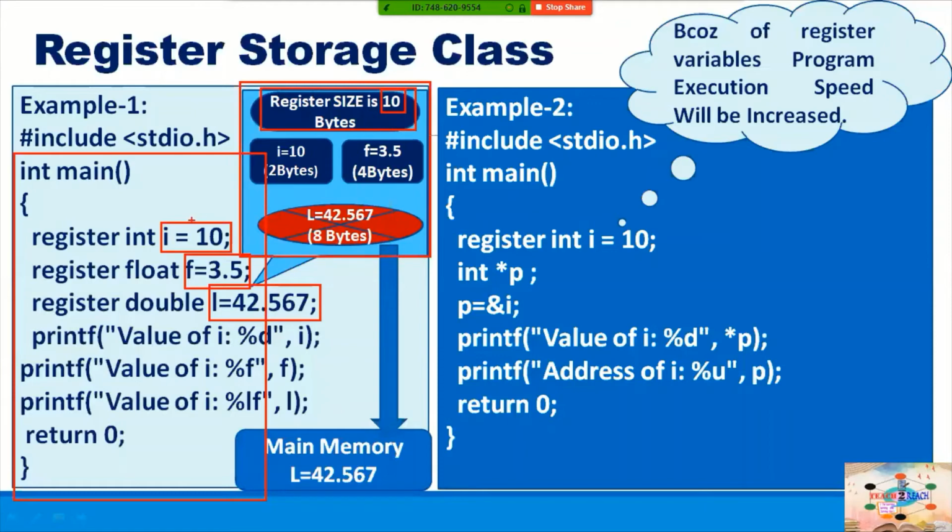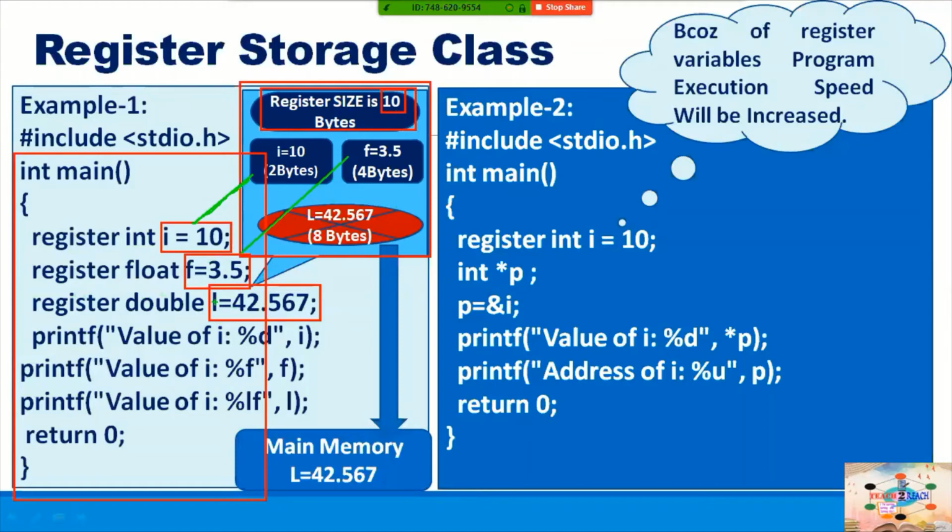So first, the I variable will occupy memory within the CPU register, 2 bytes. Then F will occupy 4 bytes. So 4 plus 2 is 6 bytes. The size of the CPU register is 10, and 10 minus 6 is 4. So the remaining available memory is 4 bytes.